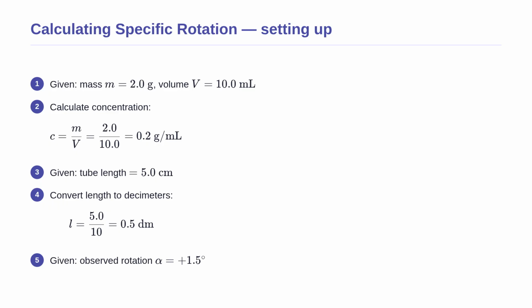First, we must ensure our units match the standard formula. We calculate the concentration, C, by dividing the mass by the volume, giving us 0.2 grams per milliliter. Next, the path length must be in decimeters. Since there are 10 centimeters in a decimeter, we divide 5.0 by 10 to get a path length of 0.5 decimeters. We now have all our standardized units ready.